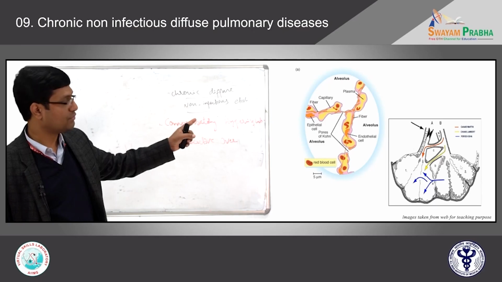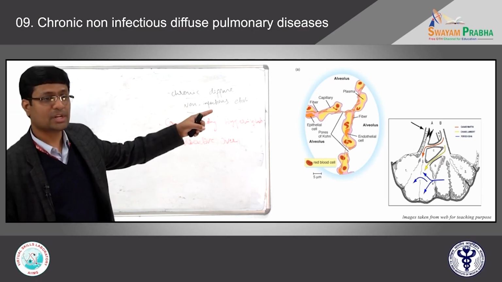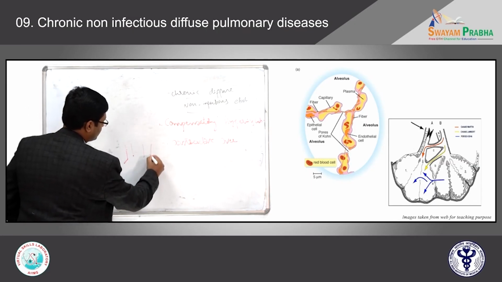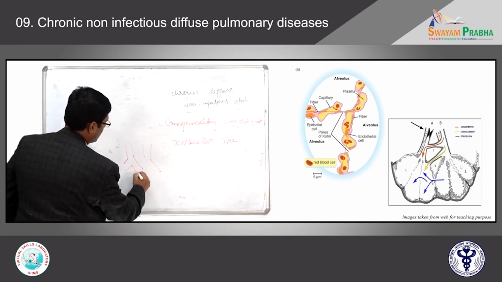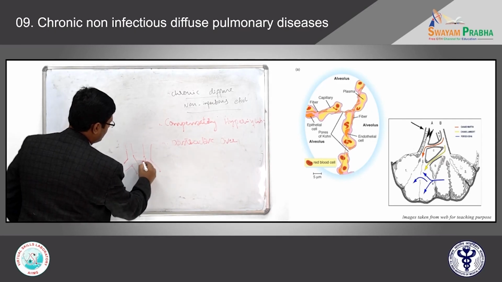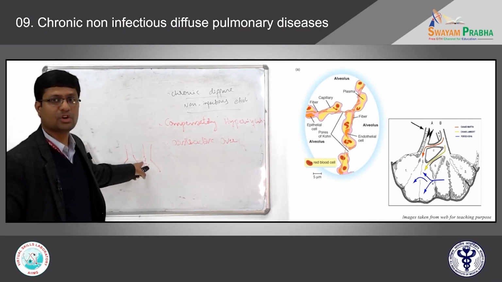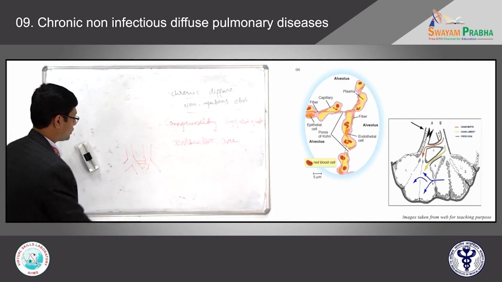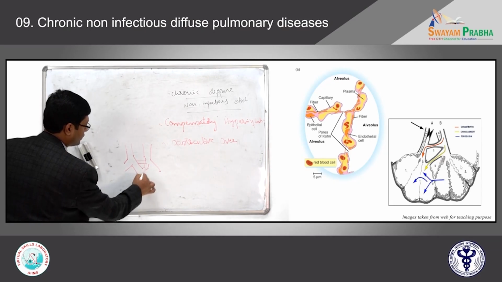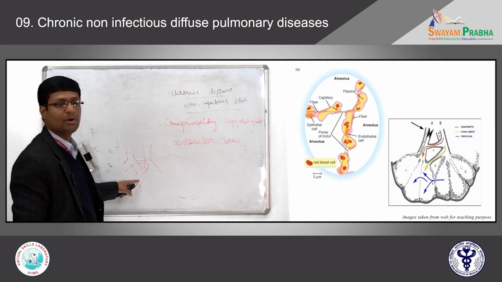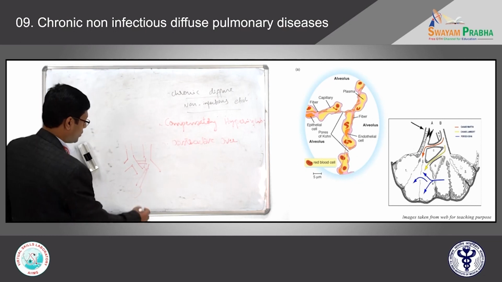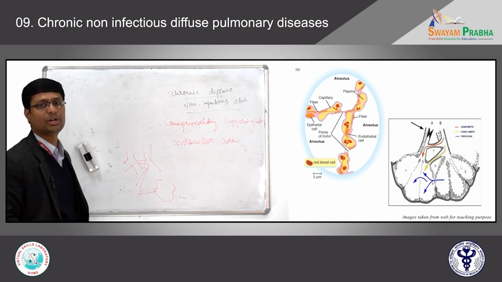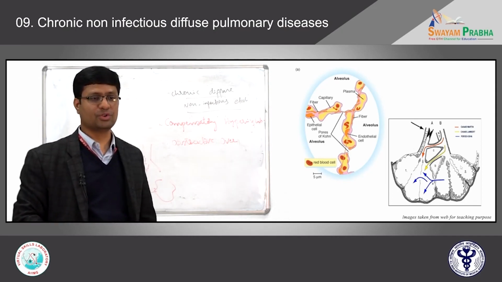Okay, what are those? Canal of Martin: all of you can see, nothing but one respiratory bronchiole connecting to another respiratory bronchiole. This is called canal of Martin. Then canal of Lambert: one respiratory bronchiole is connected to the adjacent alveoli. Pores of Kohn: one alveolus to the other alveolus. So these are three important normal communications that all of you should remember.